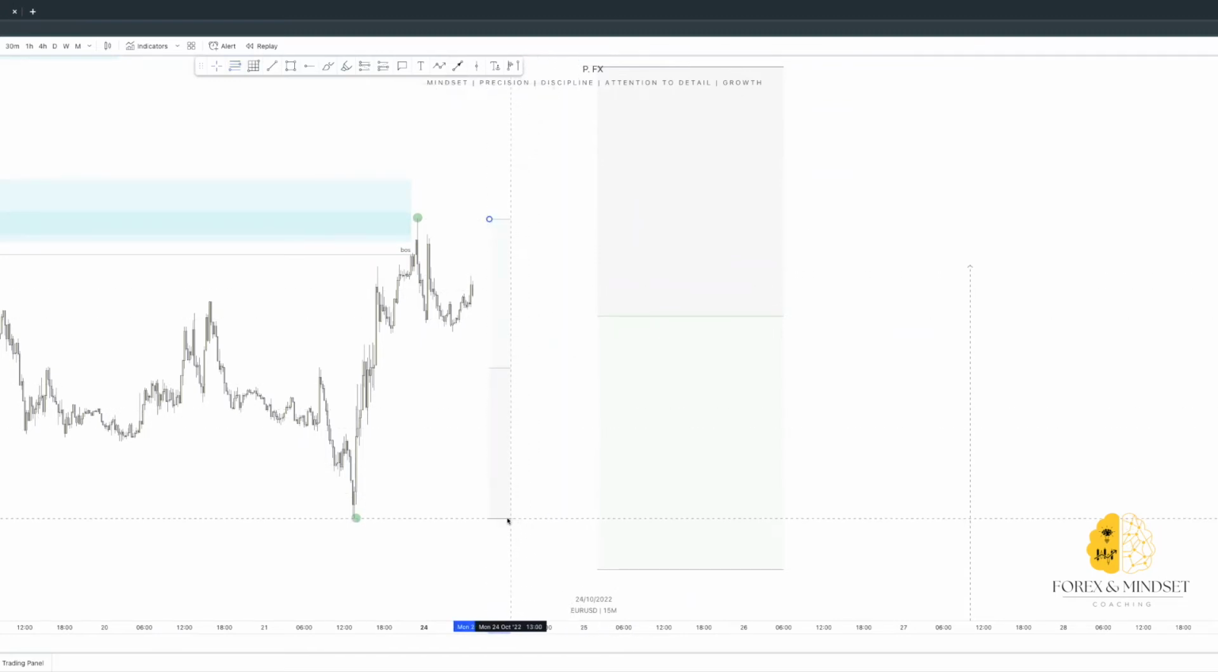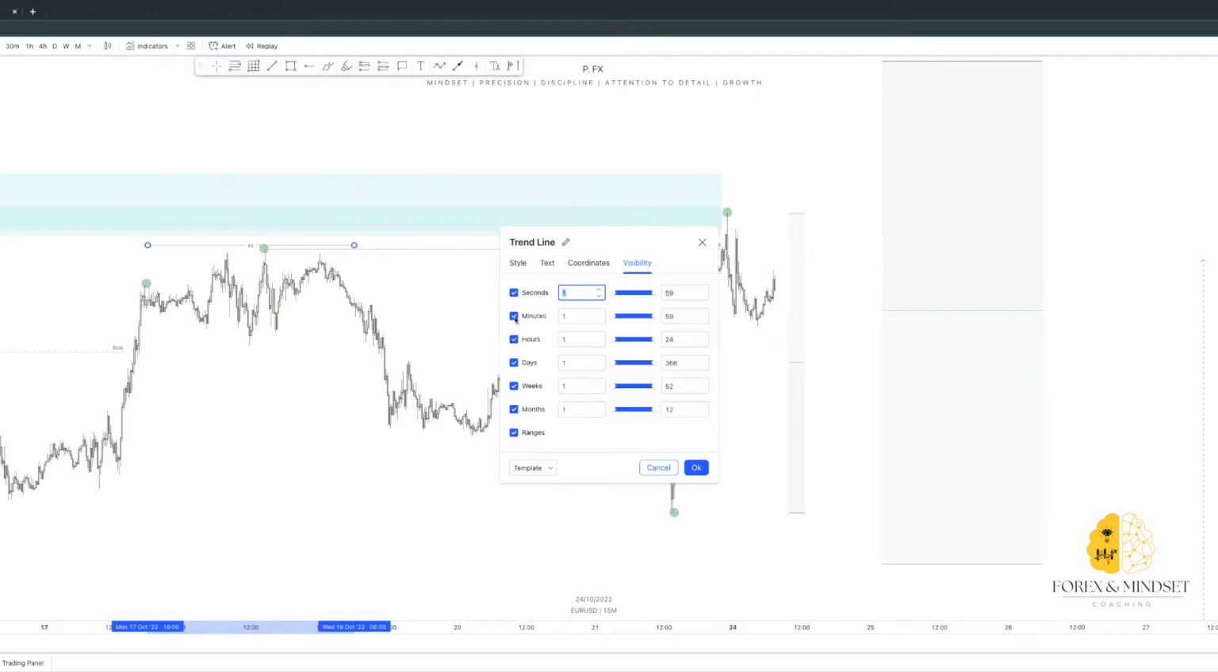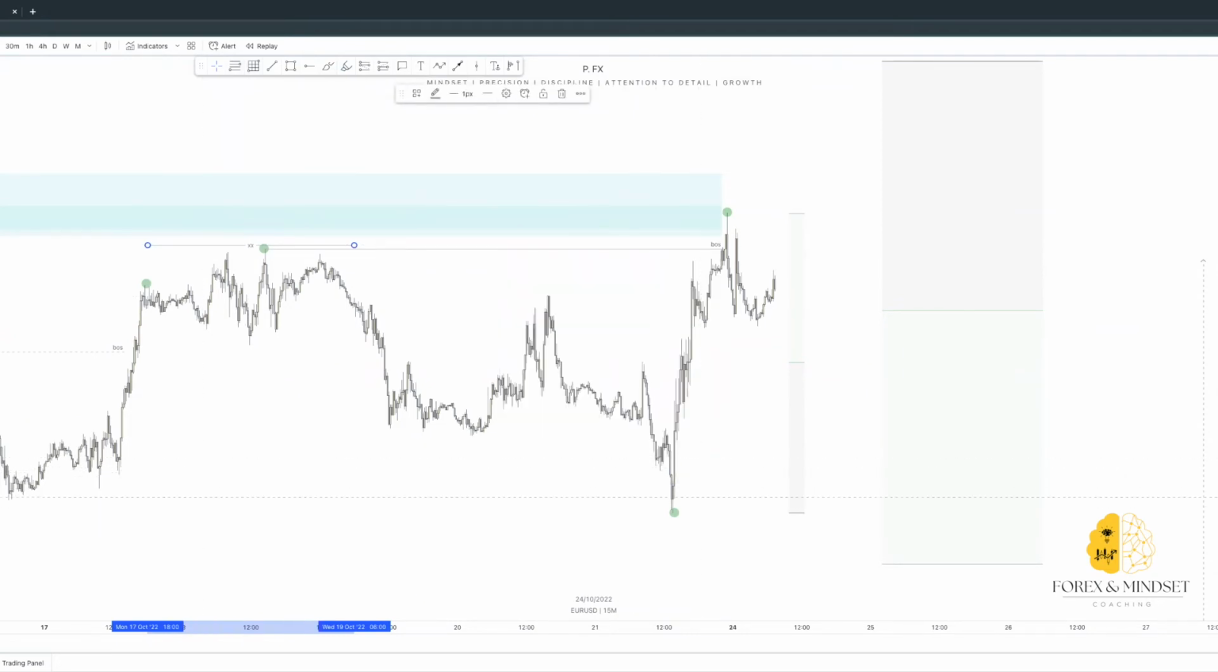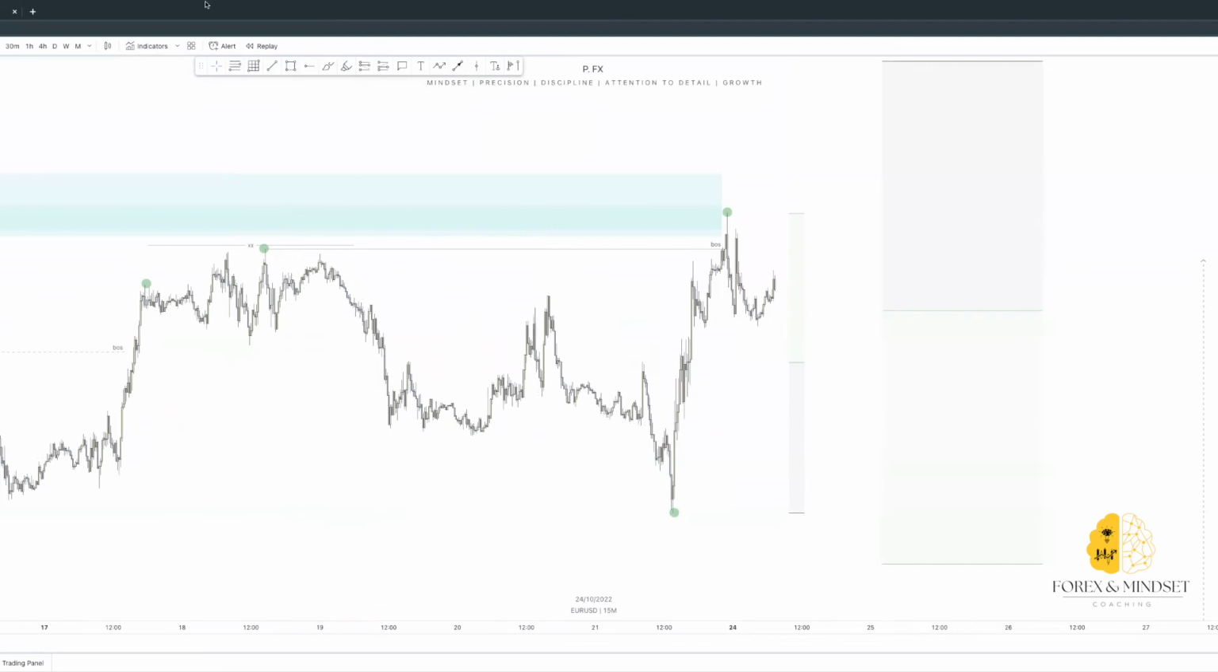Okay, before I break down the last leg, we grab the liquidity, which also I'm going to make visible on minutes, hours, days, weeks, months. Also, this demand can stay only on minutes. We don't need to see it anywhere else. And also, of course, I want to highlight that we had come back into the very extreme, and we have swept this here.